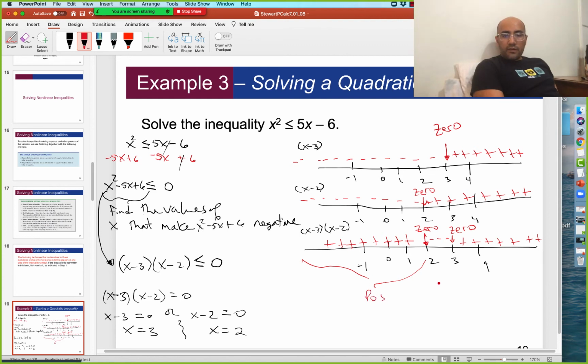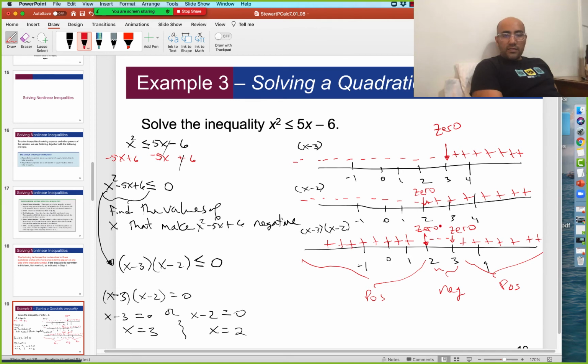to be positive. If x is a value between 2 and 3, then the product of the two is going to be a negative. And if x is a value to the right of 3, bigger than 3, then the product of the two binomials is going to be positive. So based on all this, we can come back and answer the question we wanted to figure out: what values of x produce a negative number?